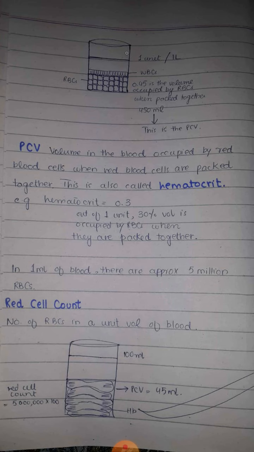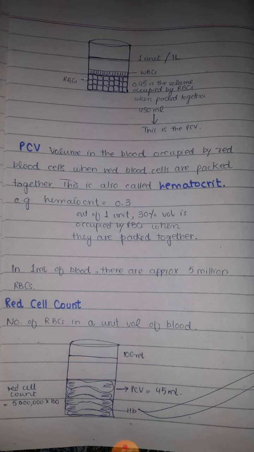Now let us consider that this is 1 unit or 1 liter of the blood. Then out of 1 unit or 1 liter of the blood, the volume of the blood which is occupied by the red blood cells, let us consider here we have 450 ml. This is actually the packed cell volume. So how we can define the packed cell volume? Packed cell volume is defined as the volume of the blood occupied by the red blood cells when these red blood cells are packed together.